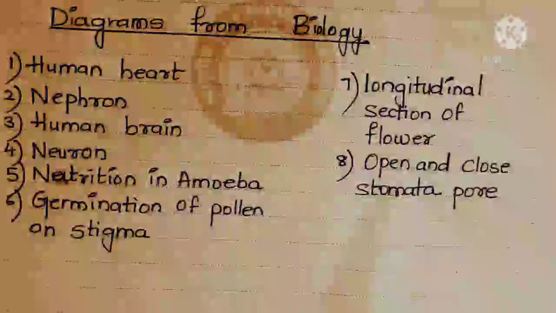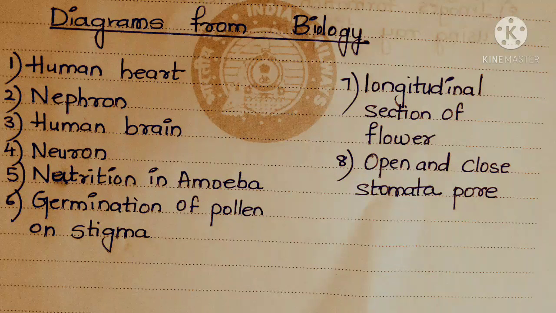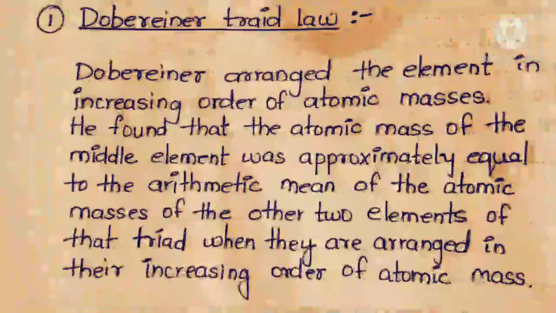Then from biology, the important diagrams are human heart, nephron, human brain, neuron, nutrition in amoeba, germination of pollen on stigma, longitudinal section of flower, open and close stomata pore. So my dear friends, this is almost 16 marks of diagrams. They may ask any one of them. Practice thoroughly during your free time. Your 16 marks will be in your pocket.